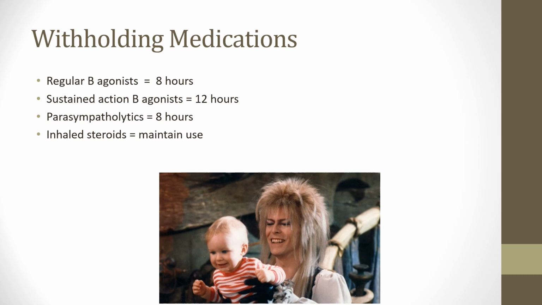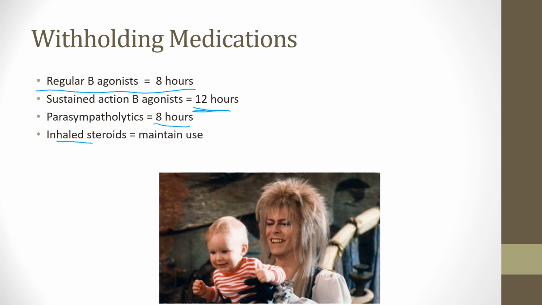So before we do a pulmonary function test, especially one that's involving a bronchodilator, like a pre and post test, we need to look at withholding certain medications that might throw off that procedure. So regular beta agonists, like your bronchodilators, anything like that, we're going to wait at least 8 hours before we perform that test. This is why we usually do them in the morning for a lot of our pulmonary function tests, because most people have at least withheld overnight. Long-acting beta agonists, make sure it's been at least 12 hours, and then parasympatholytics 8 hours.